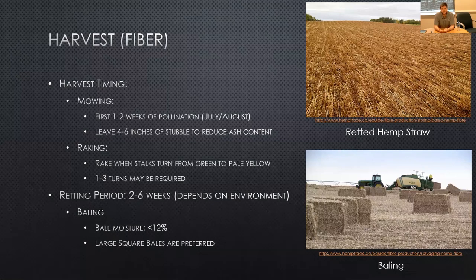Once the crop looks like the top photo there, very similar to, you could think of wheat straw or other small grain straw, that's roughly the time that we're going to go out and bale. The moisture should be less than 12% at that time. And preferably, we would bale this in a large square bale, which is easier to transport and, for the most part, easier to process with many of these processors.